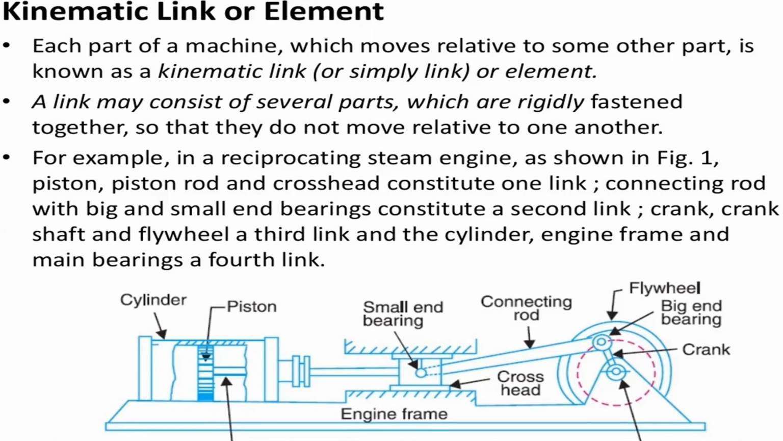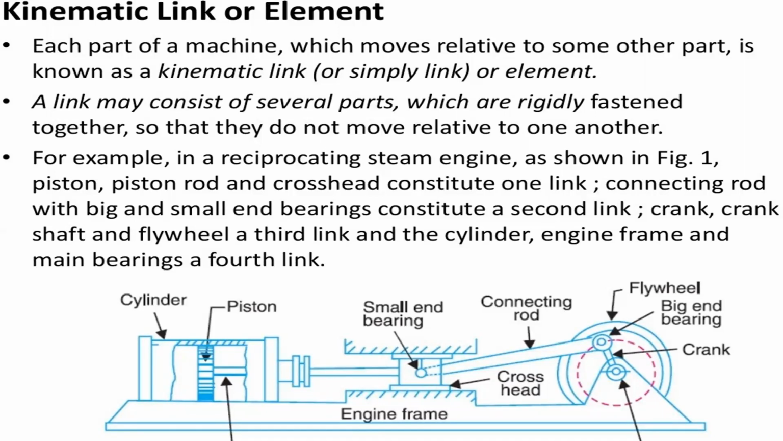Next, a link may consist of several parts which are rigidly fastened together so that they do not move relative to one another. So a link may consist of two joints. The two sides of the part of a link are two joints which are rigidly fastened, and it is used to transmit motion from one part to the other part.